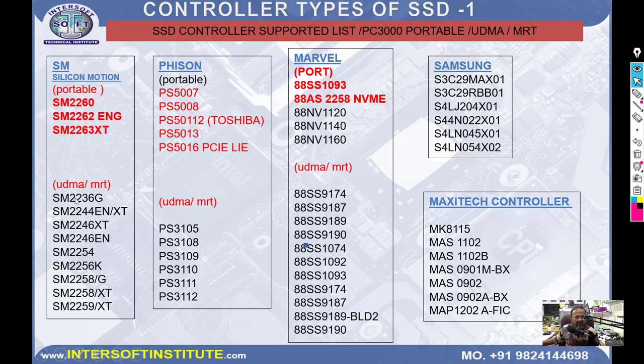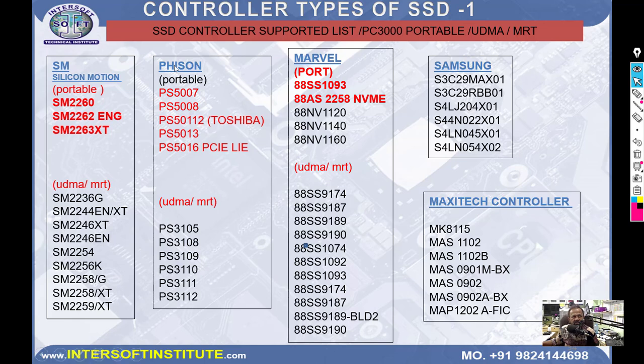Some controller numbers are there. See, Silicon Motion has SM2236, 2246, 2258. These are the controller numbers. You have to find out the controller number first. When you go to PC3000 MRT, if the controller is supported, then you can update the firmware also. So this controller is important. This is a normal controller and this is only supported in PC3000 Portable. So we have to first find out for the firmware, we have to see which controllers are there. Standard controllers have options for repair, but Chinese or other controllers will not help you.